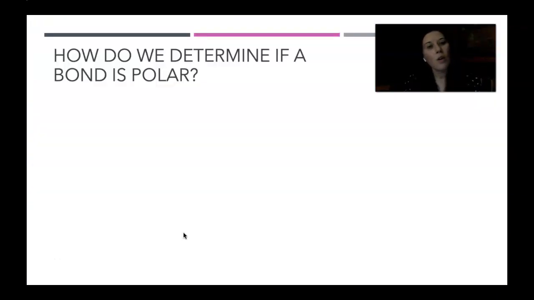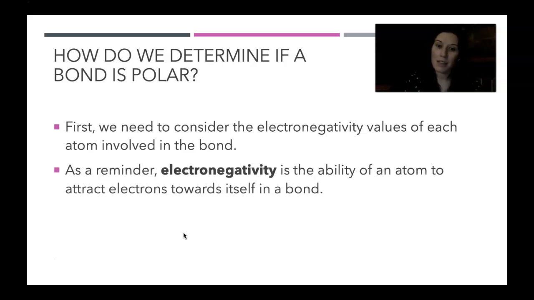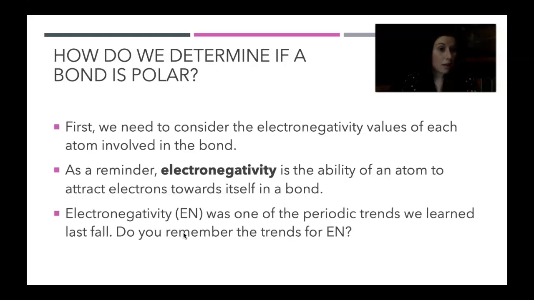So how do we know if a bond is polar? Well, first we need to consider the electronegativity values of each atom that is involved in the bond. And as a reminder, electronegativity is the ability of an atom to attract electrons towards itself in a bond. That was one of the periodic trends that we learned about last fall. Do you remember how those trends went on the table?